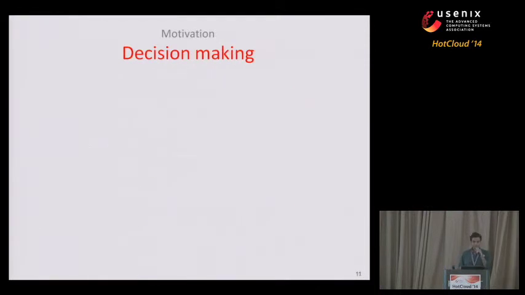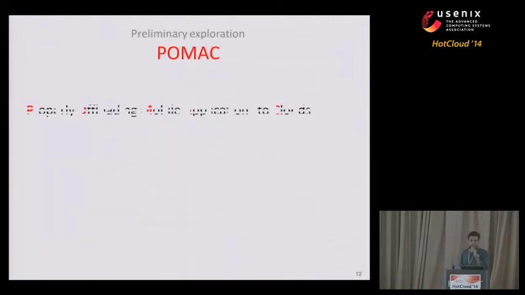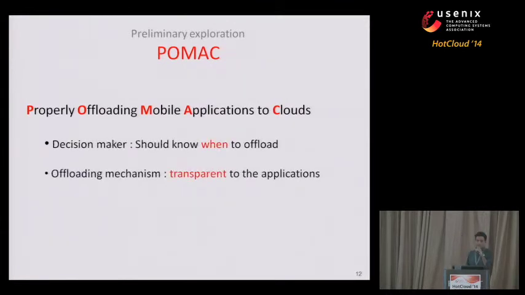So our approach is that we have to come up with a more intelligent classifier. And in addition to the size of the data, the bandwidth, and the latency between the mobile device and the server, we are also considering how heavily the server is loaded. That means how much memory and CPU is available on the server side. So based on these things, we have come up with a framework called POMAC, properly offloading mobile application to the cloud. At first, we are providing a good decision maker. That means it knows intelligently when to offload. In addition to that, we are also trying to provide a transparent mechanism for the applications to be offloaded.